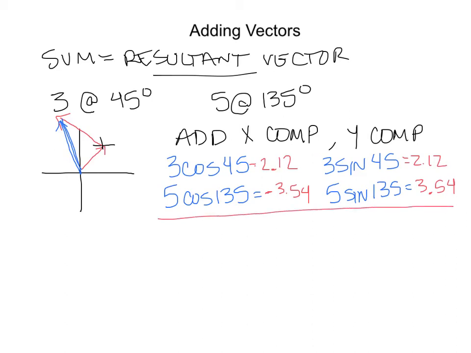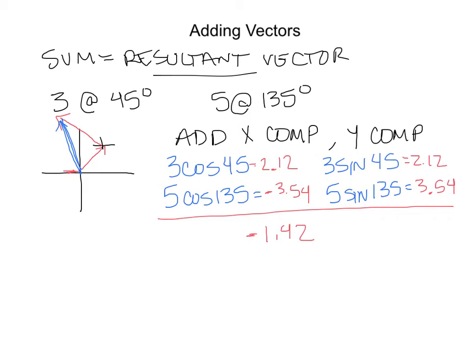Alright, so now we have to add these things together so that we can find the resultant vector. So if we have 2.12 plus negative 3.54, that should get us the x component of our resultant. And so the x component of our resultant is negative 1.42. If we look at the image that I drew, that kind of makes sense that the x component is negative. I'm going to do the same thing with my y components.